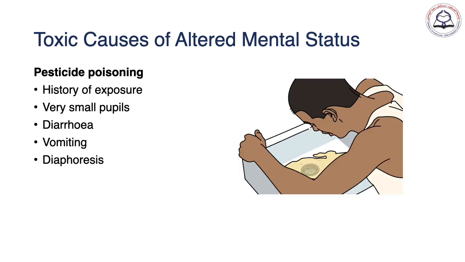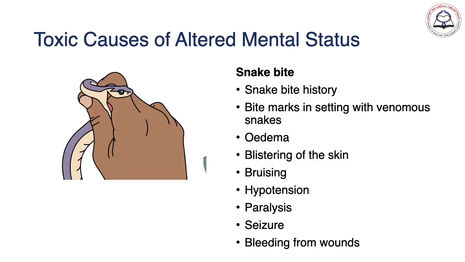Toxic exposure, as in pesticide poisoning: history of exposure, very small pupils, diarrhea, vomiting, and diaphoresis. Snake bite: there will be a history of bite. You can see edema, blistering of the skin, bruises, hypertension, paralysis, seizure, and bleeding from the wound.